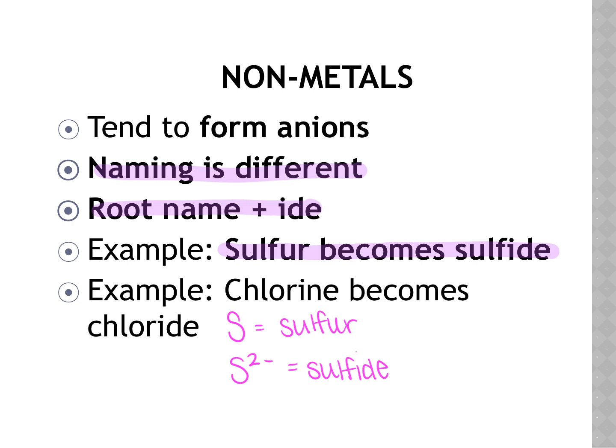What about bromine? What do you think bromine's going to become? Bromide. What about fluorine? What's fluorine going to become? Fluoride. What about oxygen? Oxide. What about phosphorus? Phosphide. Good. So for anions, we change the name. It gets that "ide" at the end.